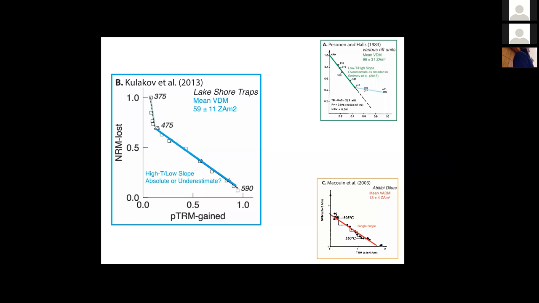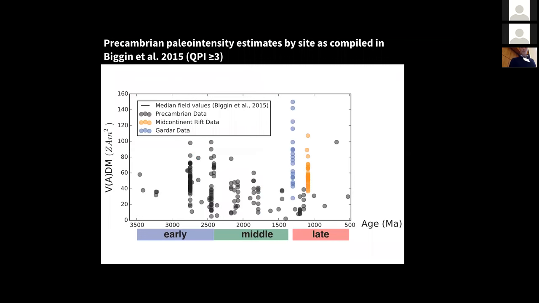Here's another example. This is data from the Lakeshore Traps, where we're seeing, in a single directional component, a slope that's higher, and then a lower slope, which is interpreted here as being an absolute paleointensity estimate, though it has the potential, given that there are these two slopes, to be an underestimate. And Andy made the case how in many data that could actually be giving you an absolute estimate.